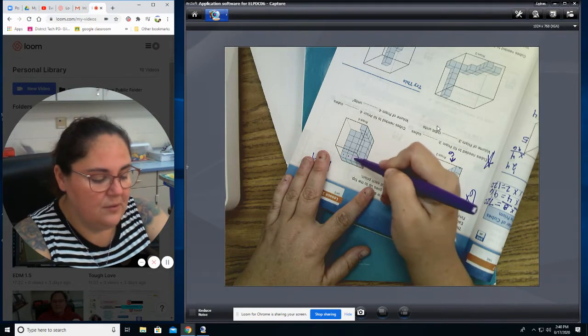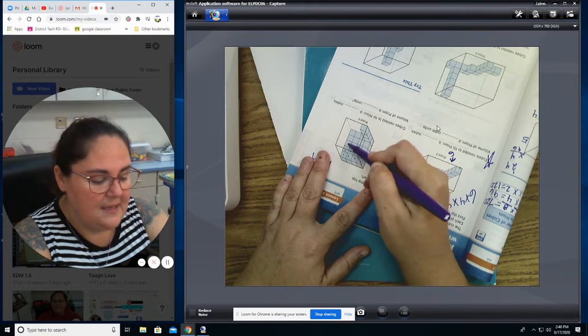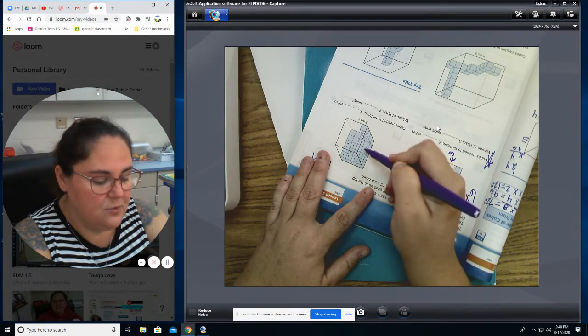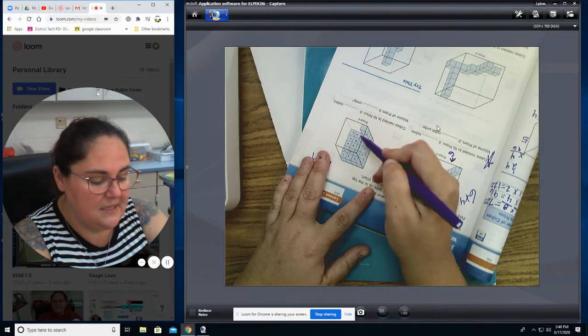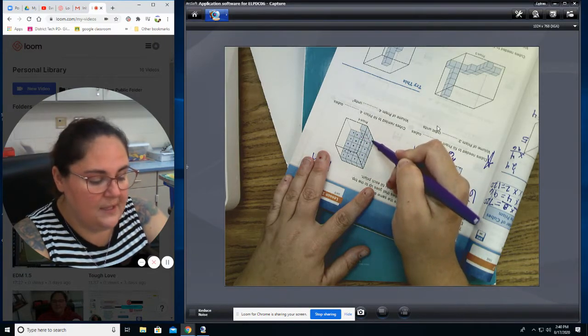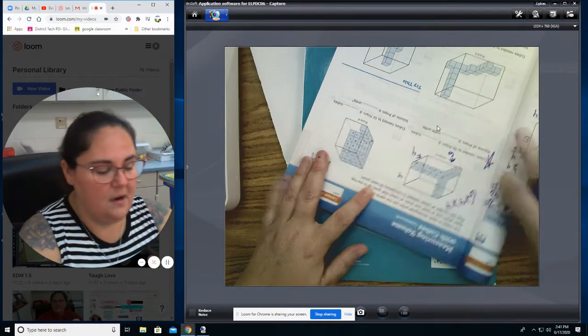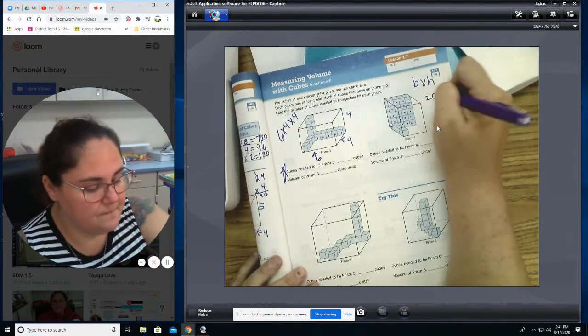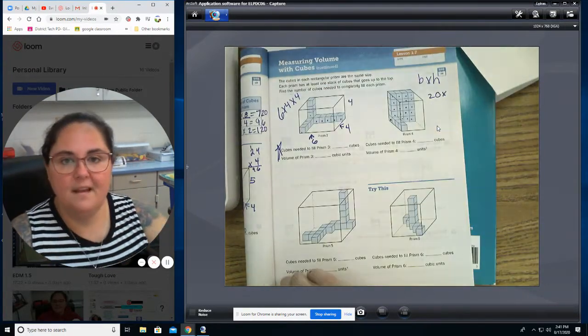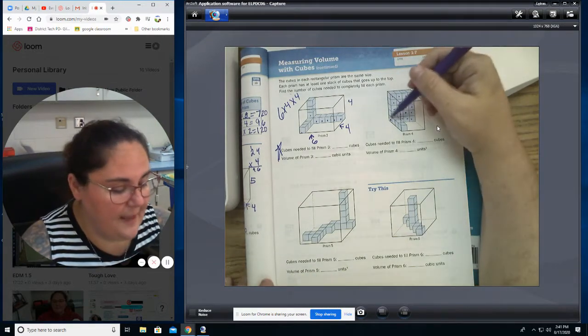1, 2, 3, 4, 5, 6, 7, 8, 9, 10, 11, 12, 13, 14, 15, 16, 17, 18, 19, 20. Don't forget there's a hidden one down there. So my base is going to be 20. And my height is going to be how tall it is.